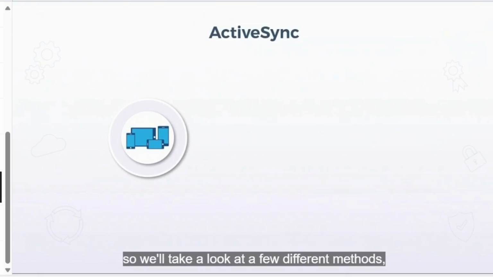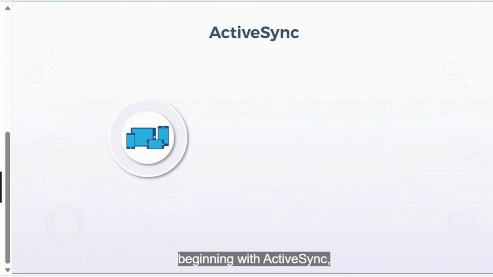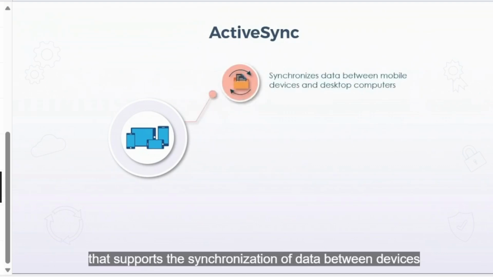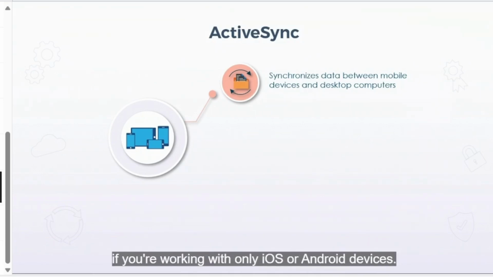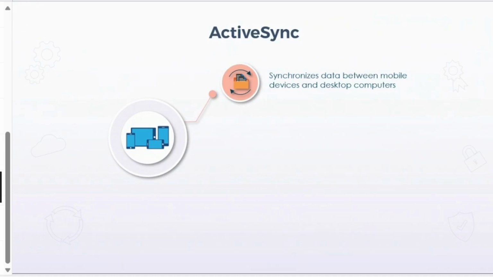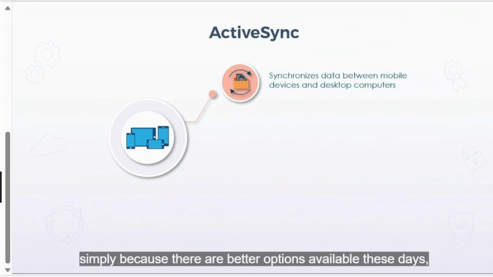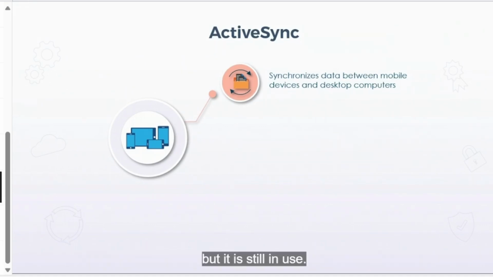So we'll take a look at a few different methods, beginning with ActiveSync, which is a proprietary protocol of Microsoft that supports the synchronization of data between devices such as your smartphone and a laptop or even a desktop. But as a Microsoft product, it wouldn't likely be used if you're working with only iOS or Android devices. And even in a purely Microsoft environment, I would say that ActiveSync is starting to become outdated, simply because there are better options available these days, but it is still in use.